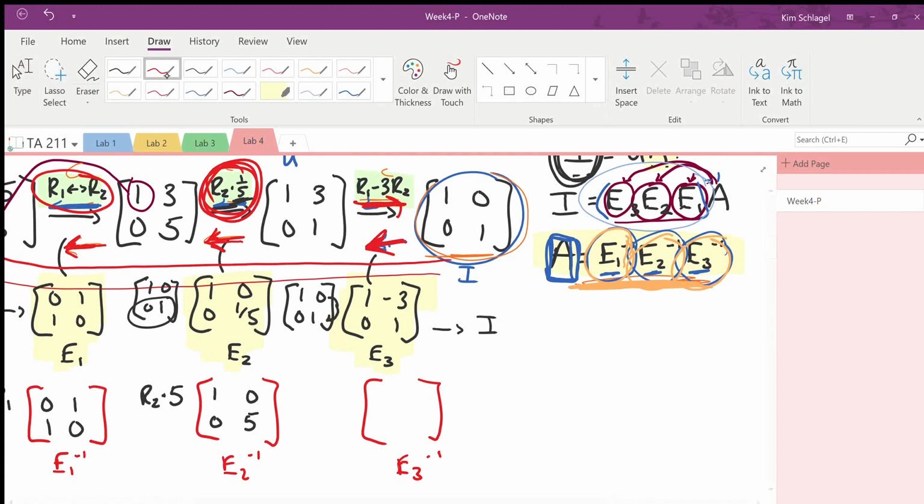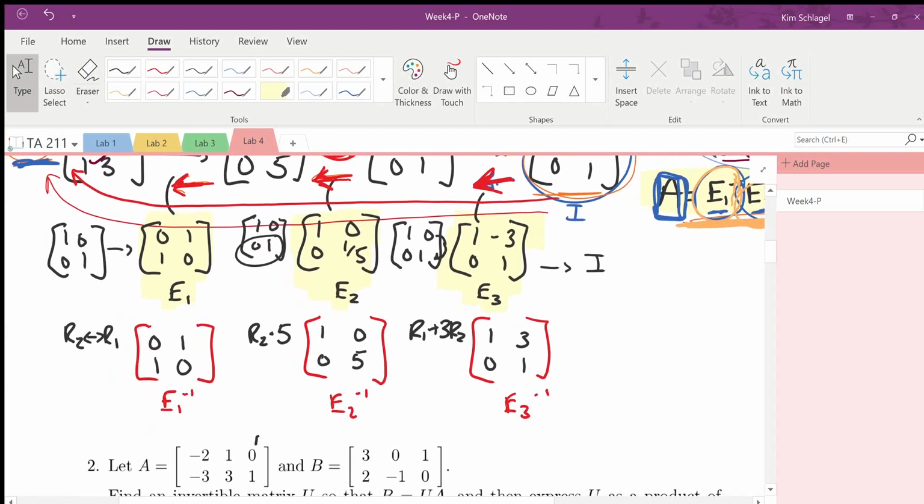And finally, this one right here. We have row 1 minus 3 row 2. Well, what's the opposite of subtracting 3 row 2? Well, the opposite is adding 3 row 2. So this one would be row 1 plus 3 row 2, right? So we would end up with something that looks like this.